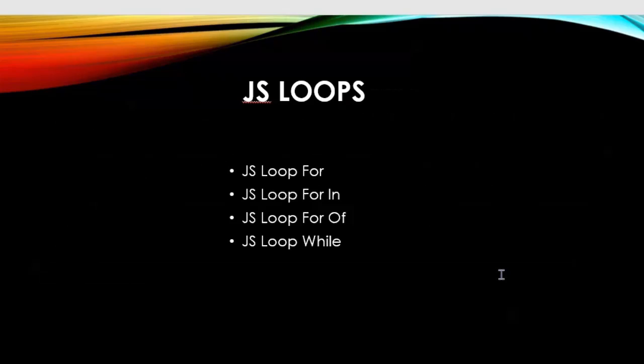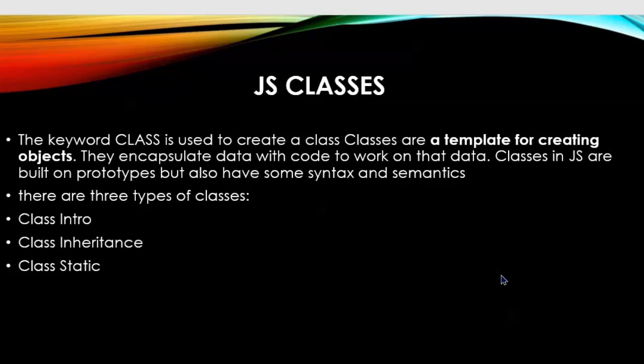Then JS loops. Loops are used for repetition, and there are four types of loops. These are for loop, for in loop, for of loop, and while loop. Then JS classes. The keyword class is used to create a class. Classes are templates for creating objects. They encapsulate data with code to work on that data. Classes in JS are built on prototypes but also have some syntax and semantics of their own. There are three types of classes: class intro, class inheritance, and class static.